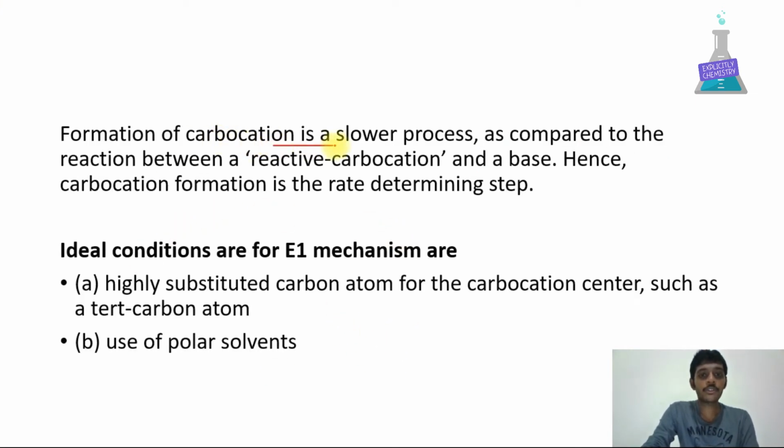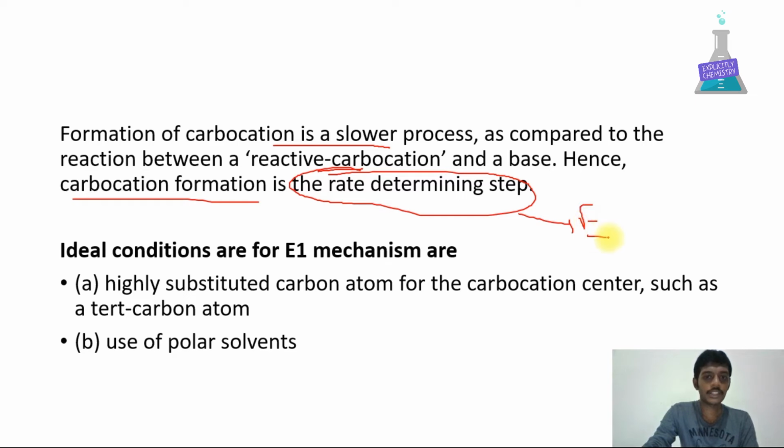Formation of the carbocation is a slower process as compared to the reaction between the reactive carbocation and a base. Hence, carbocation formation is the rate determining step in the E1 reaction. Ideal conditions for the E1 mechanism are a highly substituted carbon atom for the carbocation center, such as a tertiary carbon atom.